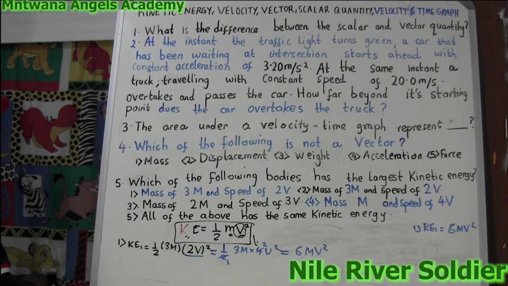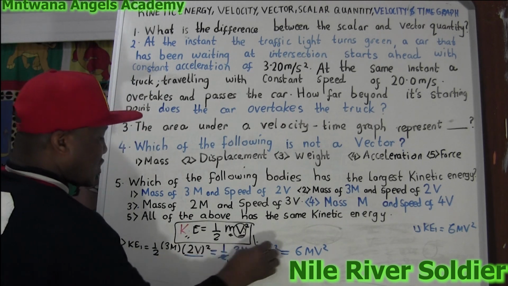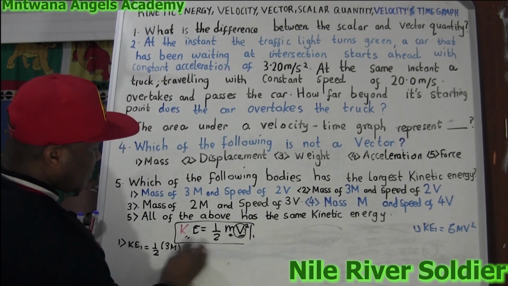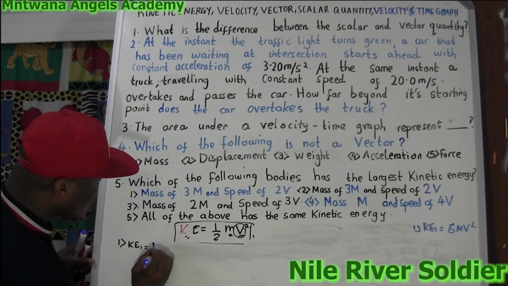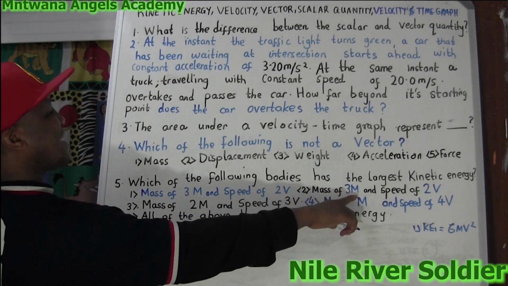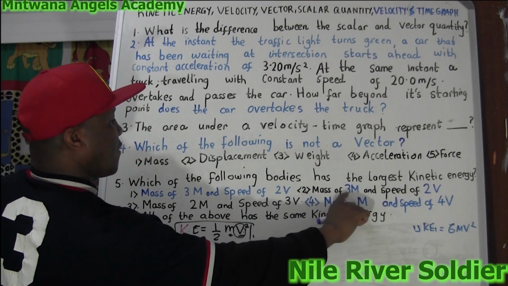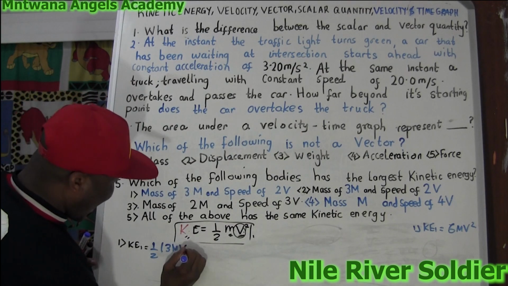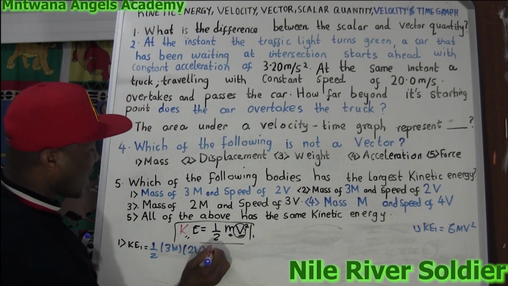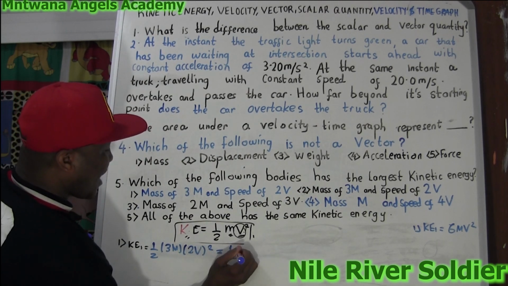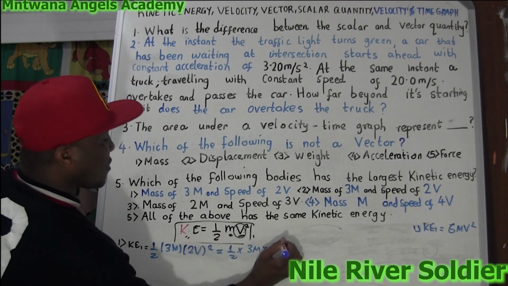Now let's go for the second one, and then we're going to check which is going to give us the highest kinetic energy. We're going to use the same formula, half mv squared. What is the mass for the second one? Mass equals 3m. Now for v, make sure you put brackets. Instead of v, I want to put 2v, and then we square. So we have a half times 3m, 2 squared equals 4, and this is going to be v squared.